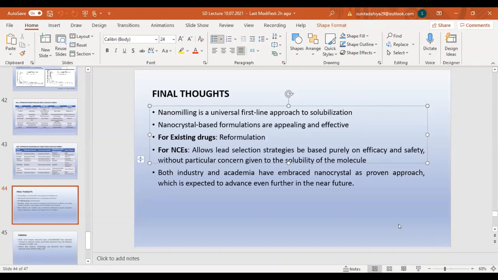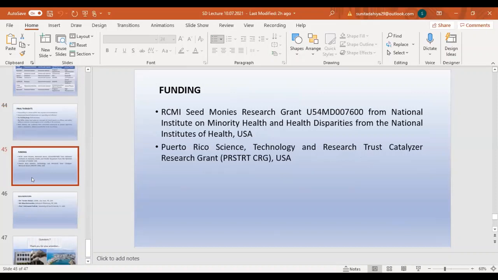And that's why both industry and academia have embraced this technology, nanomilling, for production of nanocrystals. And that's why nanocrystals are expected to advance even further in the future, especially in terms of targeting applications and achieving particle sizes less than 100 nanometers. So these two we can see as the future research areas in the nanomilling field.